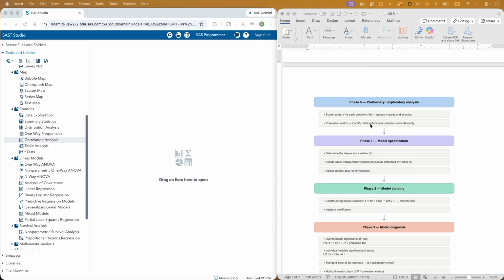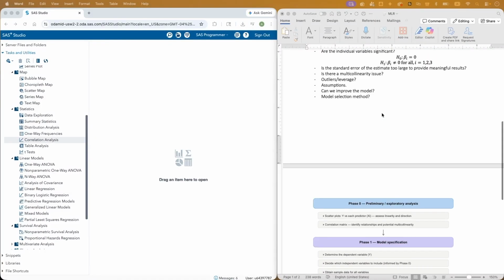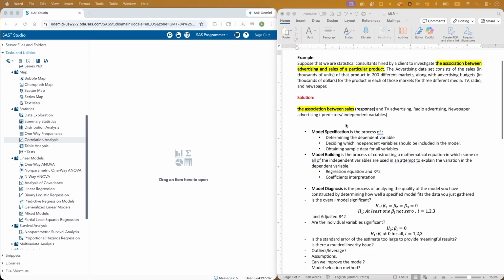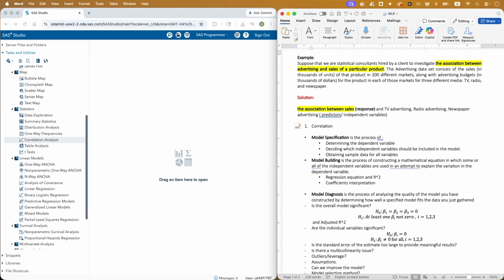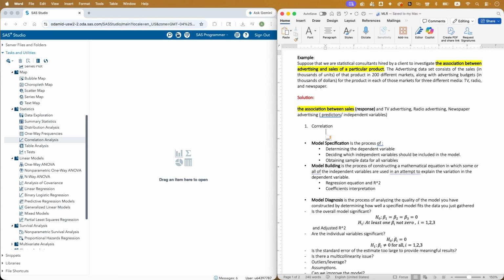So the first one I'm going to go over is the descriptive analysis, or exploratory analytics. So let's go and do some of the correlation. So here, number one, I'm going to study the correlation between the response variable versus the others, the predictors.